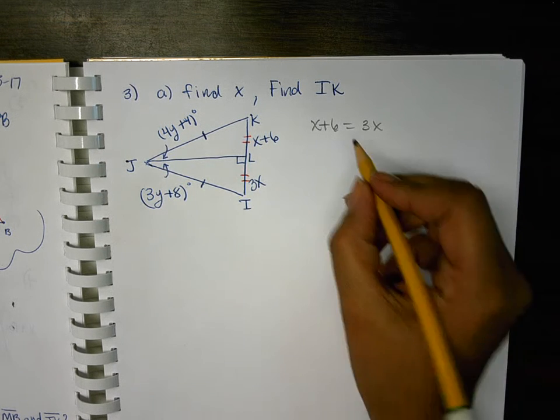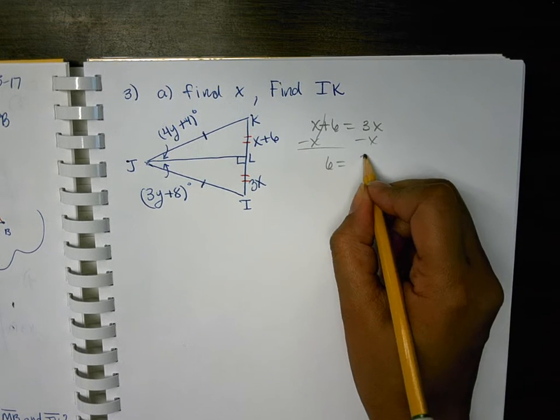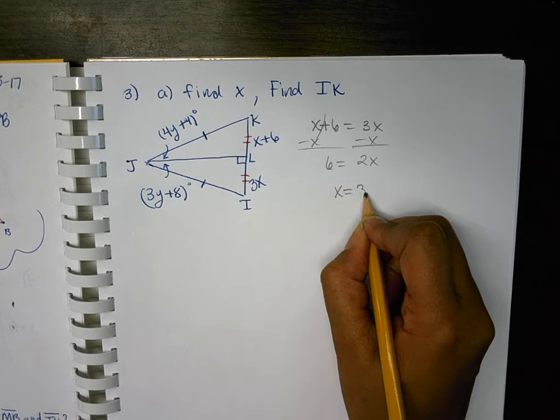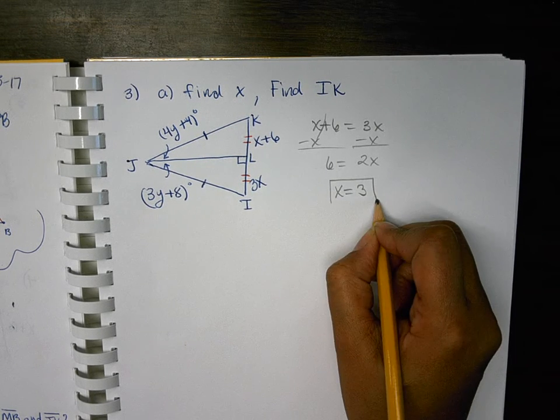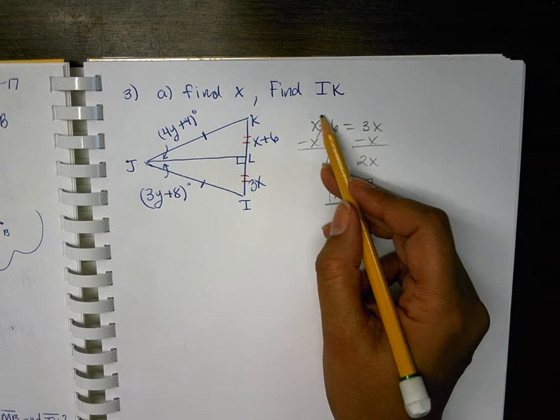Okay, subtract the x. 6 equals 2x. Divide, what does x equal? 3. That 3 has been coming up a lot. All right, find IK.